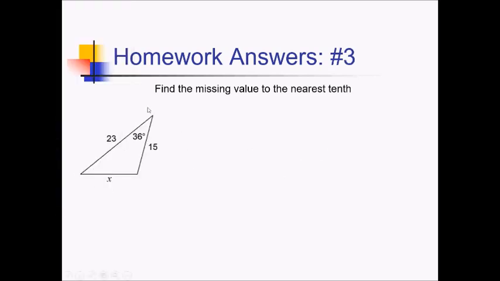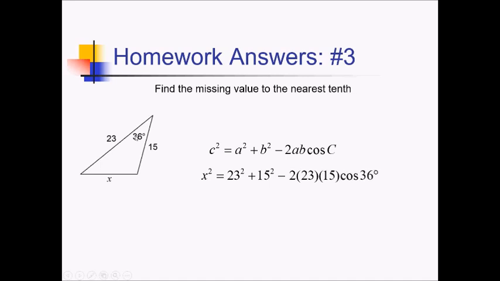For this problem, I have two sides and the angle between it, and I want that third side. So side angle side, we're looking at law of cosines. C squared equals a squared plus b squared minus 2ab cosine c. This is the one that helps you get the third side. So we've got x squared equals, and now the two legs of my angle, 23 squared plus 15 squared minus 2 times 23 times 15 times the cosine of our angle, 36.